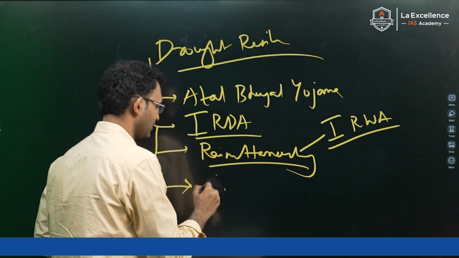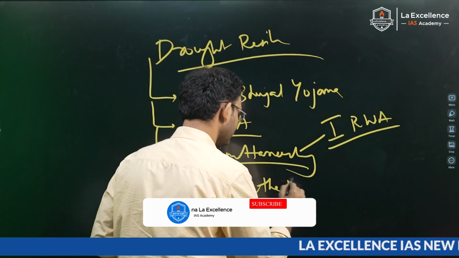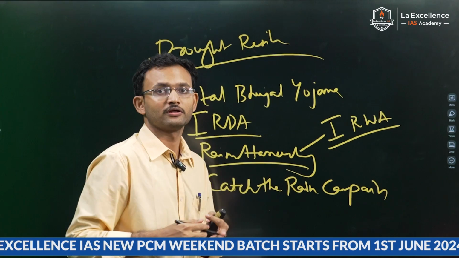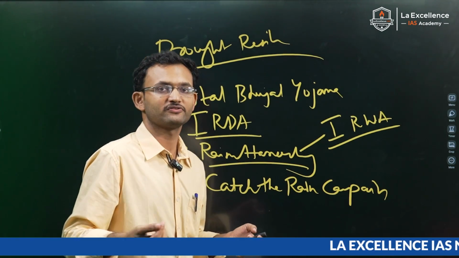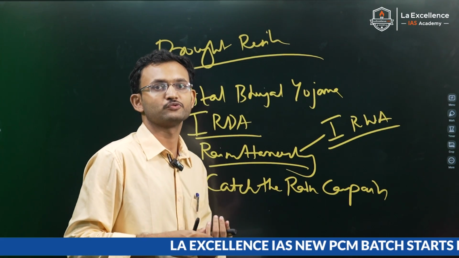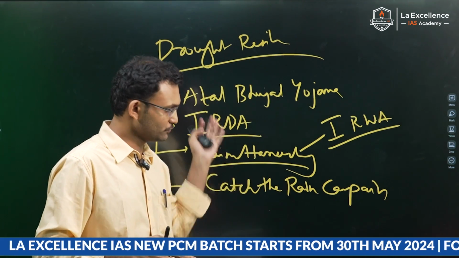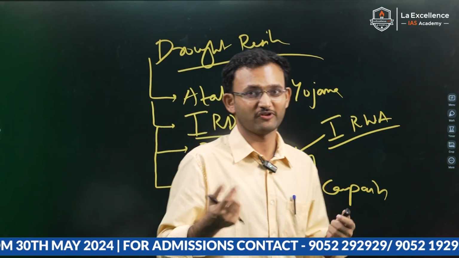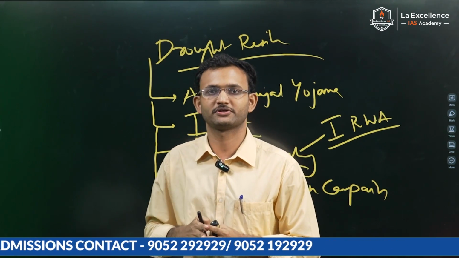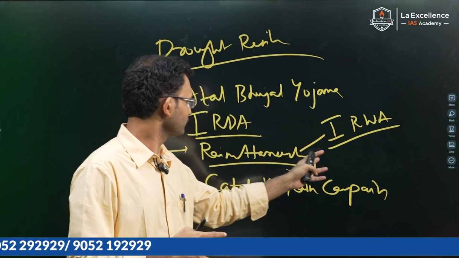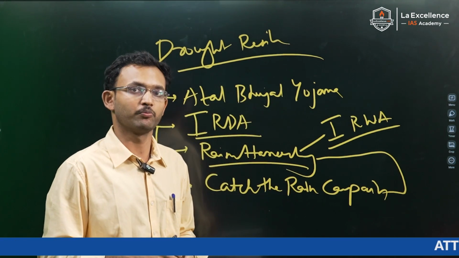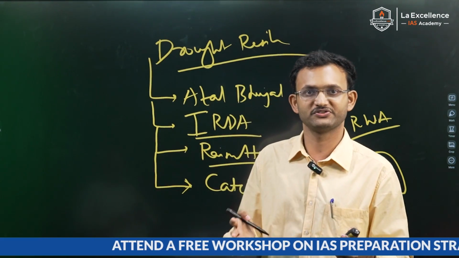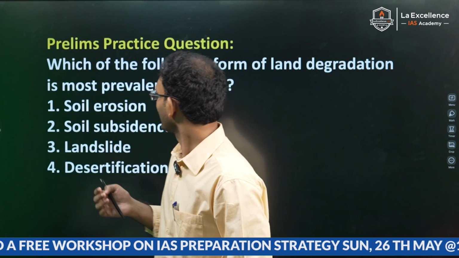Then the last one is the Catch the Rain campaign, which is again targeting young minds and educating people to utilize rainwater. It's about producing an integrated solution for both drought and floods. So this sponge city concept, which results from rainwater harvesting and the Catch the Rain campaign, would be important to address these problems. Hope you understood how today's theme is being decoded and how we could attempt the mains question.